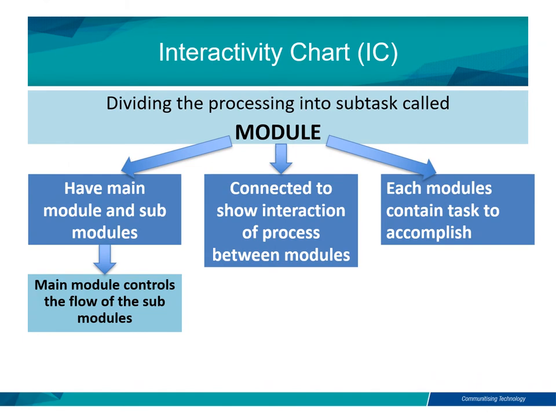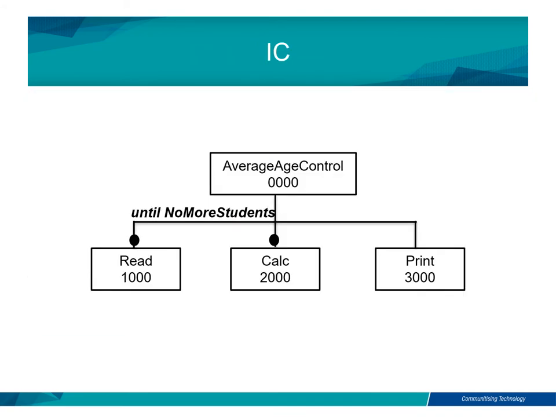What about the interactivity chart? How can we design our IC diagram for the given problem? Using the same problem of average age, we have an example of an interactivity chart that looks different compared to the previous lesson. Here we have a solid round for the reading and also a solid round for the calculating. So what is happening here? This module will request a user to key in the age by using a reading module and using the calculate module to accumulate a total average of age.